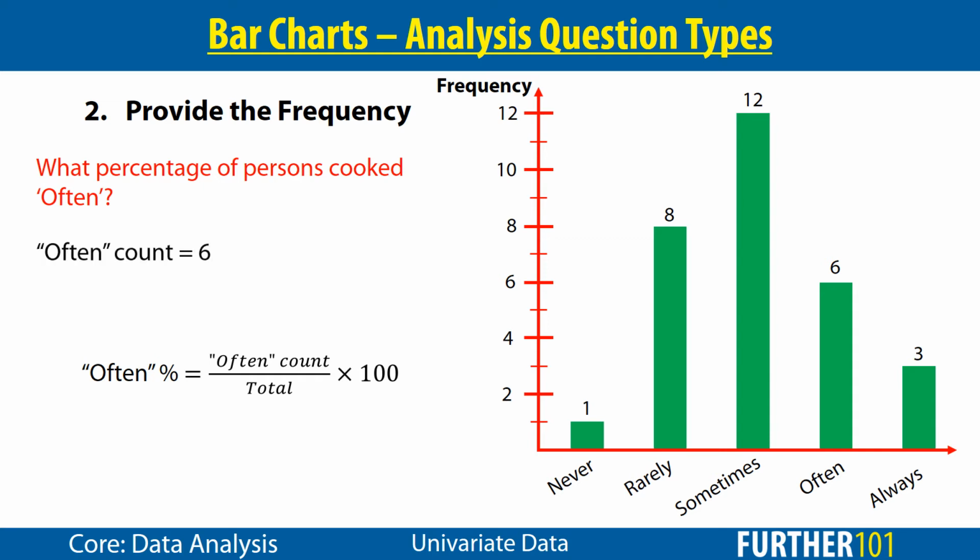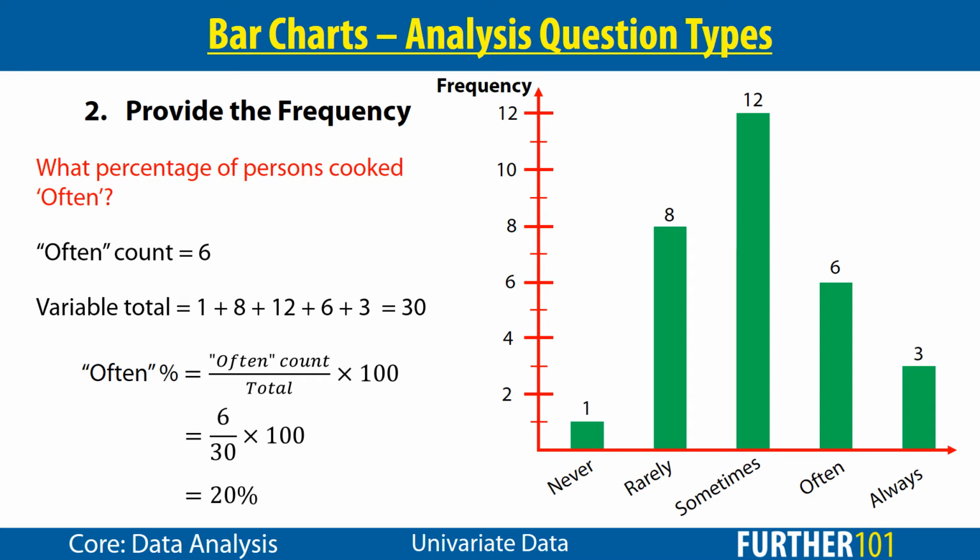Well, we know that the count for people who said they often cooked was 6, and we can calculate a total by adding up all of the bars together, and here we get 30. Now we just put these numbers into our formula, and we can see that 20% of persons responded that they often cooked.